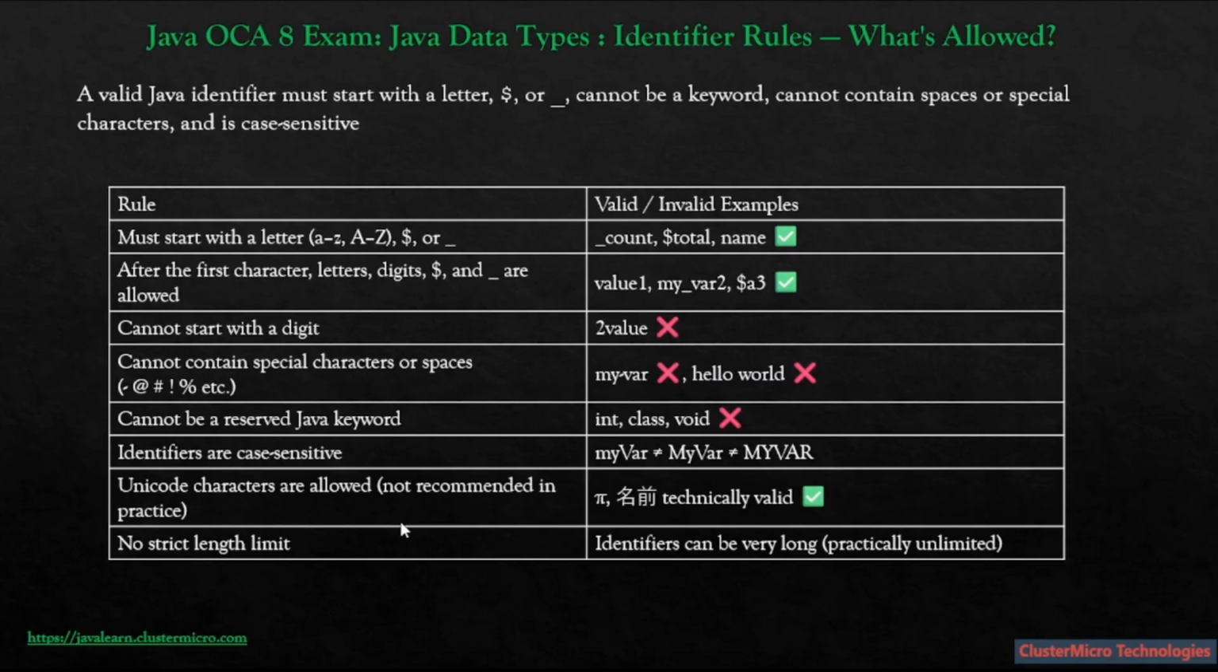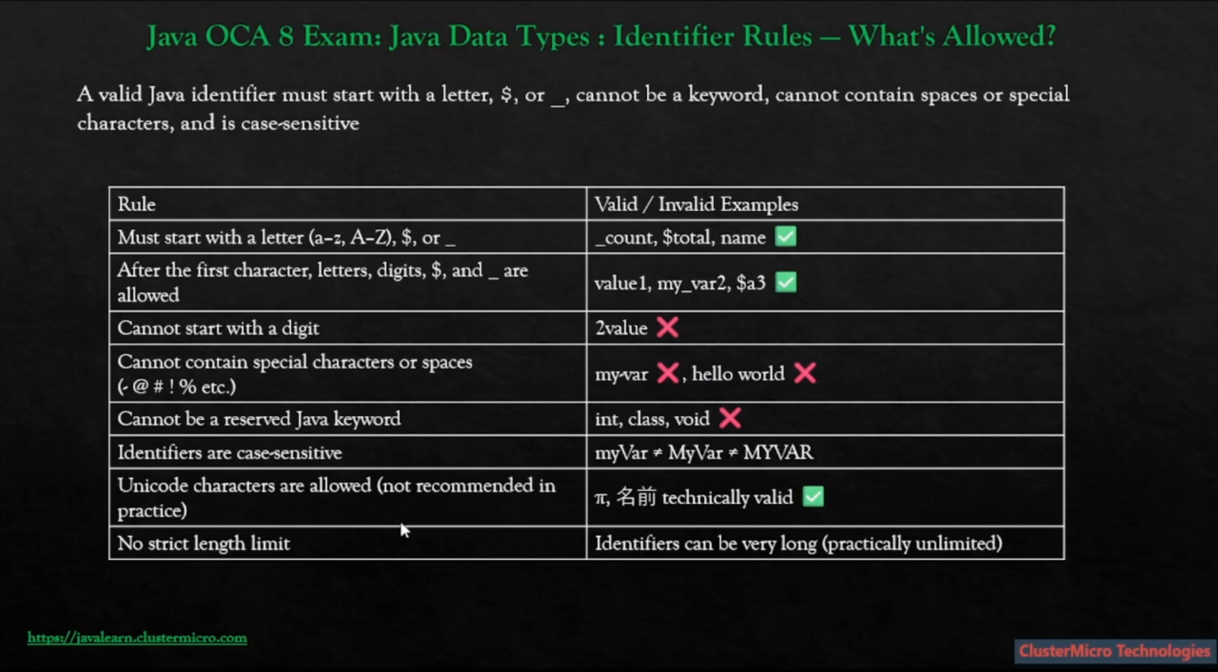Rule number 3, and this is the most tested rule: you cannot start with a digit. So 2value is invalid, 3Dmodel is invalid. The moment the compiler sees a digit as the first character, it rejects the name immediately. Rule number 4: you cannot use special characters like hyphen, @, hash, exclamation, % or spaces. So my-variable fails because hyphen is actually the subtraction operator in Java. "hello world" with a space will fail because of the space. my@email fails because @ is not allowed. We'll show more about special characters in the next slide.